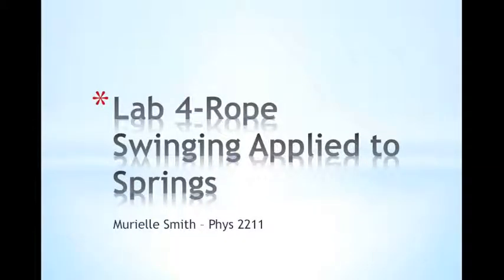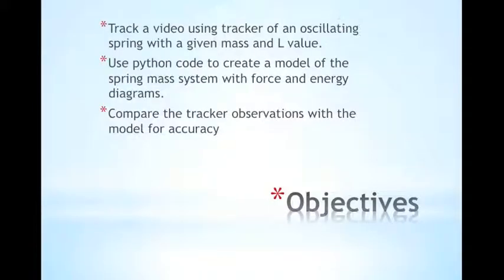And welcome to my Lab 4 presentation on rope swinging applied to springs. In this lab, I was able to track a video of an oscillating spring with a given mass and L value. From here, I was able to find Python code to create a model of the spring mass system with force and energy diagrams. I was then able to compare the tracker observations with the model for accuracy.